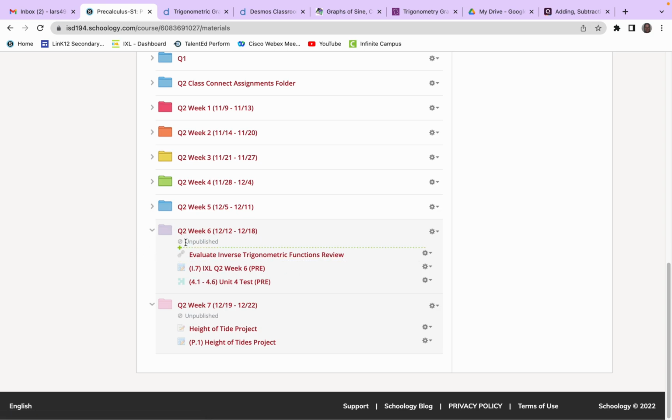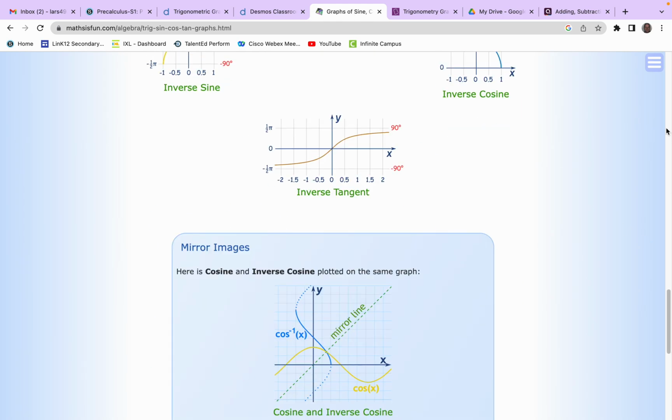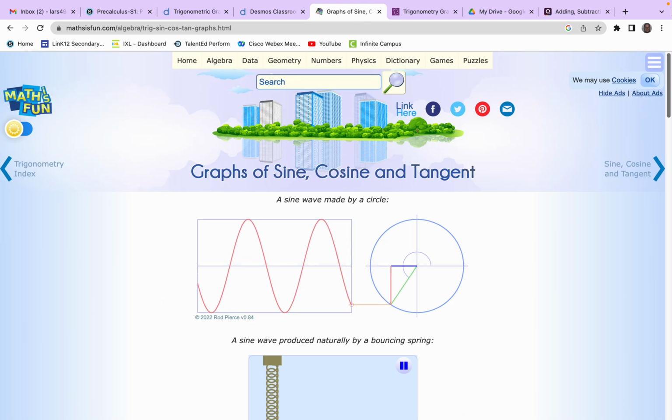We will have a Class Connect next week. I want to talk about the project, so in our Class Connect next week, we'll talk about this project. Otherwise, for this week, what we focused on is these things called sine graphs.